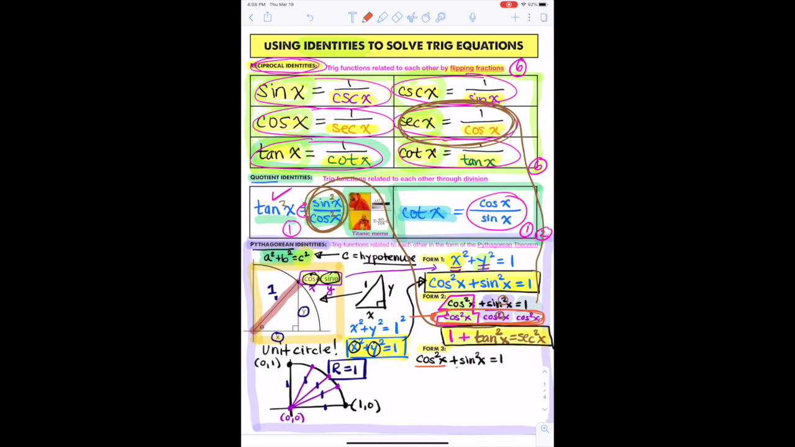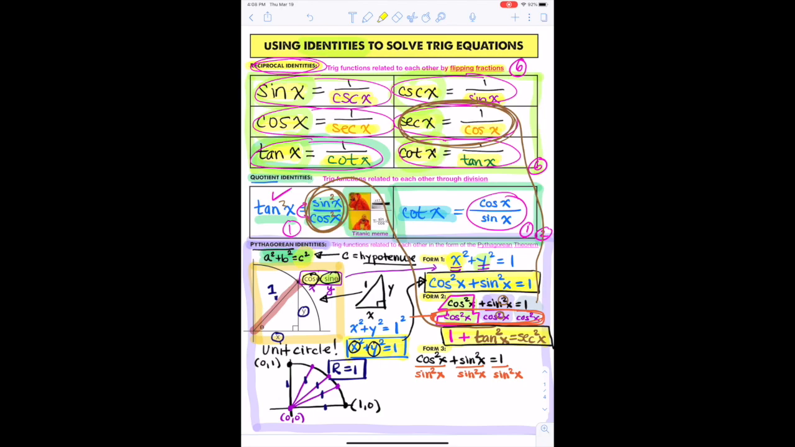Now I'm like, okay, I already used cosine squared to derive one of the identities. So what's the other option? Well, I already used cosine, so the logical option would be to try it with sine squared. So now I'm going to divide everything by sine squared. And then we play the exact same game.